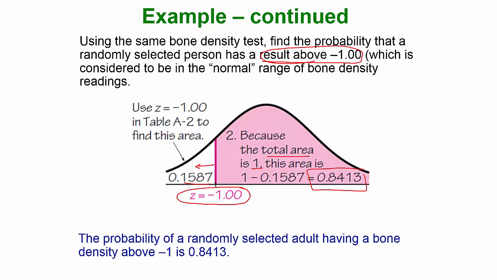So if you said my answer was 15.87, but you look at your area under the curve and you see that, well, that's a really small percentage, and this is obviously a really large area, greater than 50% here, because 50% would be in the middle. So use some logical reasoning here to make sure that you remember to subtract the area from 1.